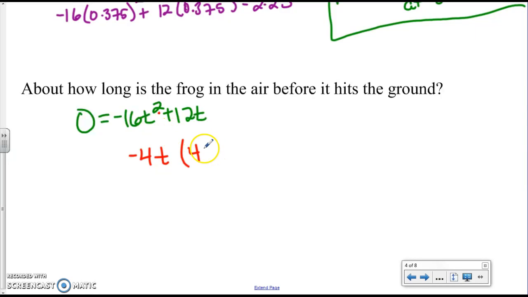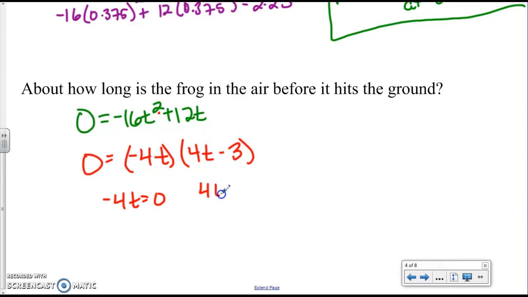So 16 divided by negative 4 is 4, and I took out a t, so I have a t left. Then 12 divided by negative 4 is negative 3. Then think back to 2.6, solving by factoring. We set negative 4t equals 0 and 4t minus 3 equals 0. For the first one, our time is 0. For the second one, we can use decimals here. I know I told you no decimals before.